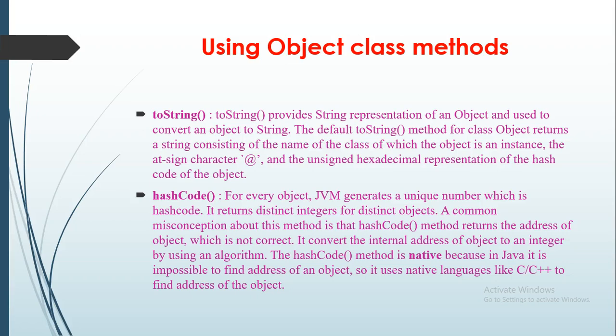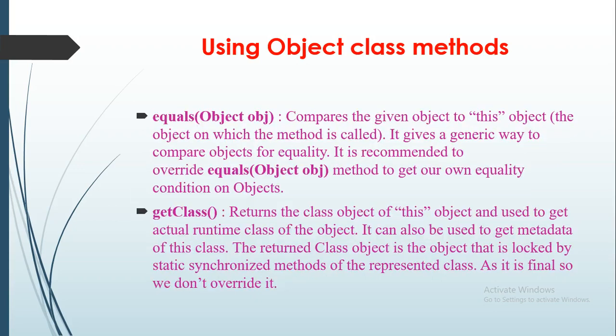The hashCode method is native because in Java it is impossible to find the address of an object. So it uses native languages like C and C++ to find the address of that object.